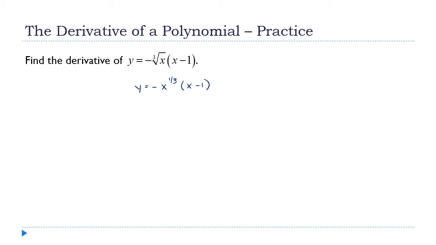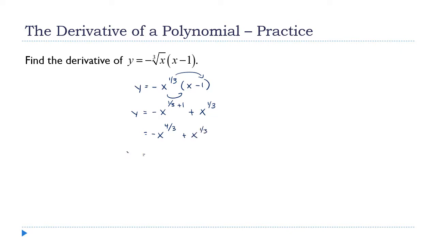And then let's see. Now I've got to distribute. I'm going to distribute the x to the 1/3 into the parentheses. This turns into y equals negative x. Remember what we do with exponents now? X to the 1/3 times x to the 1st, we add the exponents. So this is x to the 1/3 plus 1, plus x to the 1/3. That's negative x to the 4/3 plus x to the 1/3.